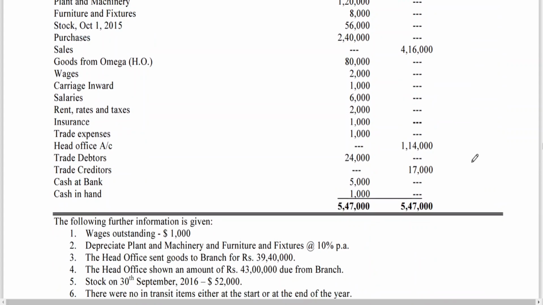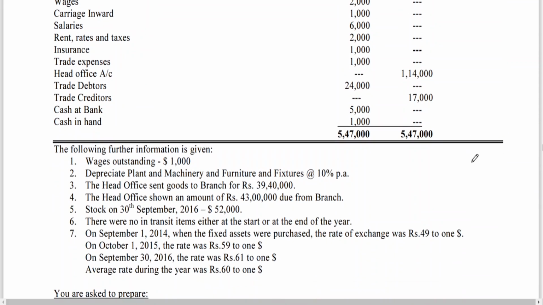Then next, the following further information is given. Wages outstanding $1,000. Depreciate plant and machinery and furniture and fixtures at 10% per annum. The head office sent goods to the branch for rupees 39,40,000. The head office shows an amount of 43 lakhs due from the branch. Stock on 30th September 2016, $52,000. There were no in-transit items either at the start or at the end of the year.